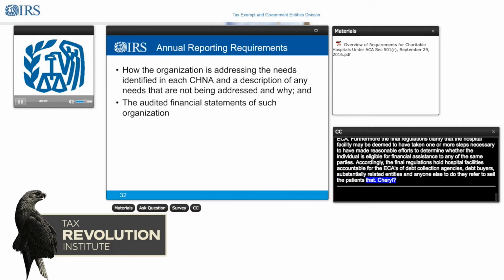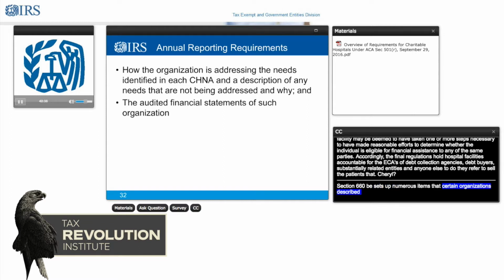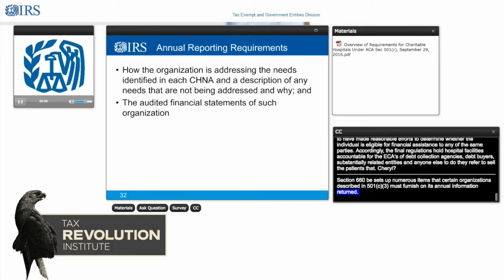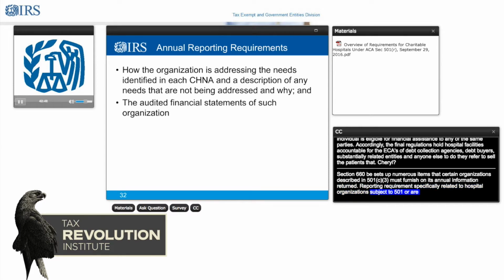Section 6033(b) sets out numerous items that certain organizations described in Section 501(c)(3) must furnish on its annual information return. Reporting requirements specifically related to hospital organizations subject to 501(r) are set out in Section 6033(b)(15) and include several requirements.